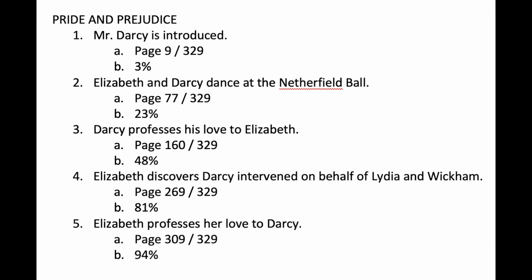So at the 23% mark, Elizabeth and Darcy dance for the first time at the Netherfield Ball. This is pretty commonly regarded as the moment when they start to fall in love, or when he starts to fall for her, rather. She doesn't really like him at this point. I love this book so much. So at the 50% mark, 48%, Mr. Darcy professes his love to Elizabeth. This is like the proposal scene, and she just rejects him resoundingly.